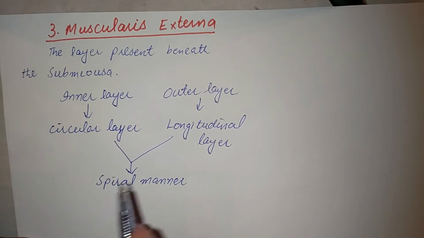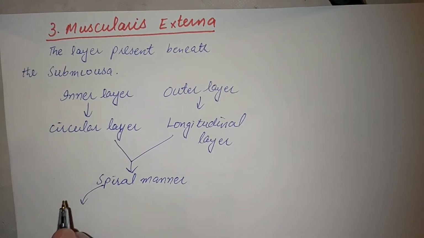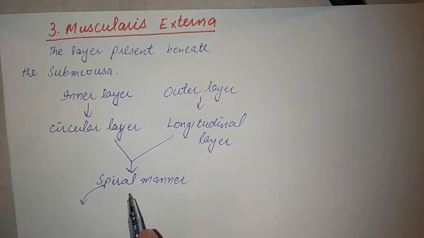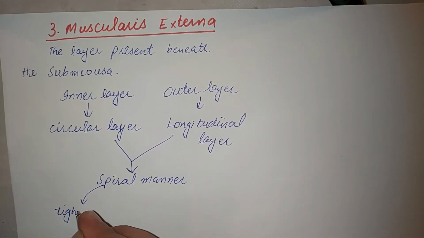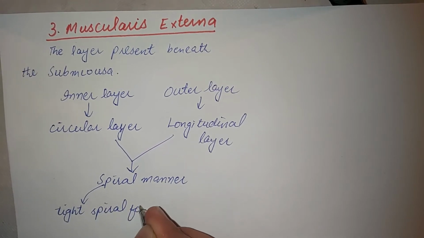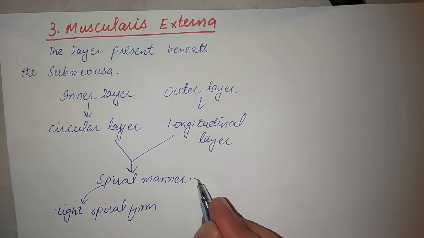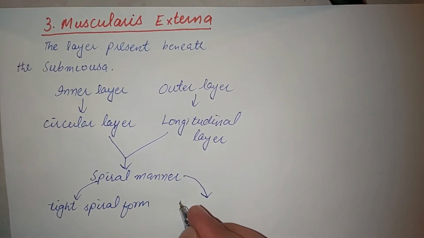The inner layer making a spiral structure is made in a tight spiral form, and the outer layer makes the loose spiral form.